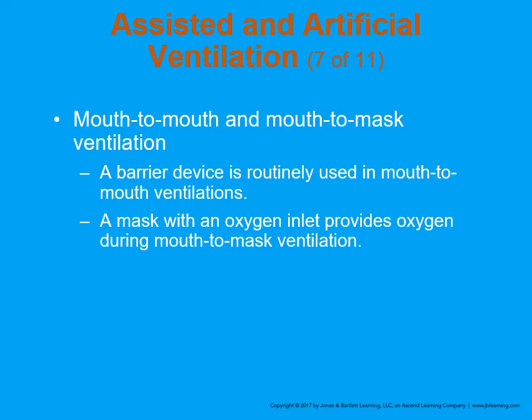A mask with an oxygen inlet provides oxygen during mouth-to-mask ventilation. It supplements the air supplied by the lungs, and with the mouth-to-mask system, patients get the benefit of significant oxygen enrichment. To increase the oxygen concentration, administer high-flow oxygen at 15 liters a minute through the oxygen inlet valve of the mask to deliver about 55% oxygen.